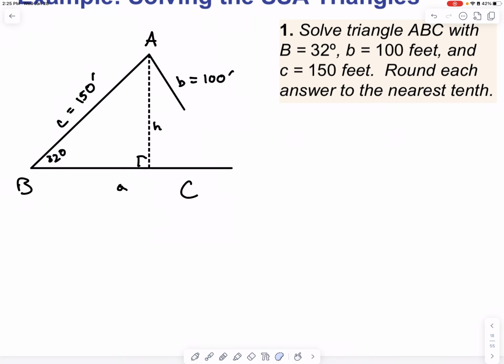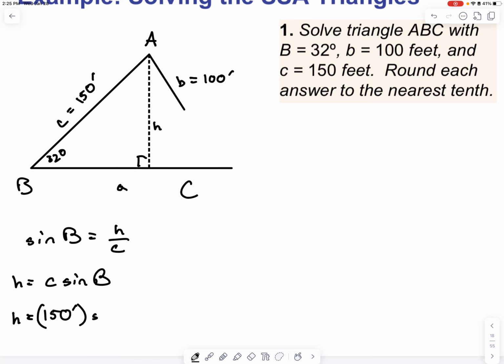Now based on this, we have our side B. We need to find our altitude, in other words our height, or H. So we could do what? The sine of the 32 degrees would be opposite over hypotenuse. The sine of angle B is going to be H over C, so H is going to be C times the sine of angle B. So H should equal C, which is 150 feet, times the sine of 32 degrees.